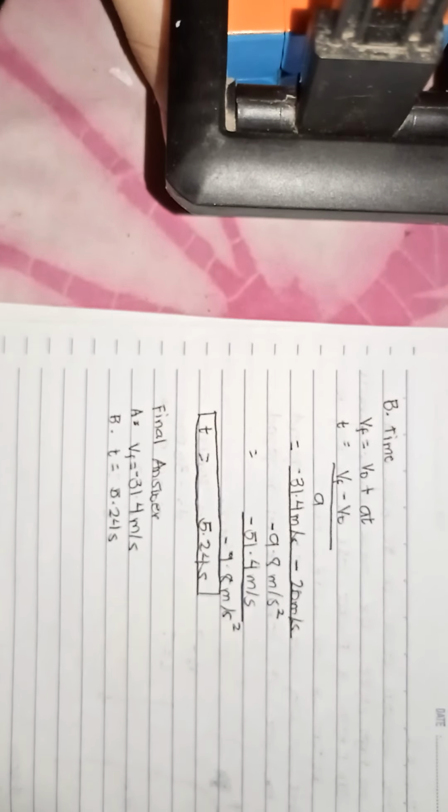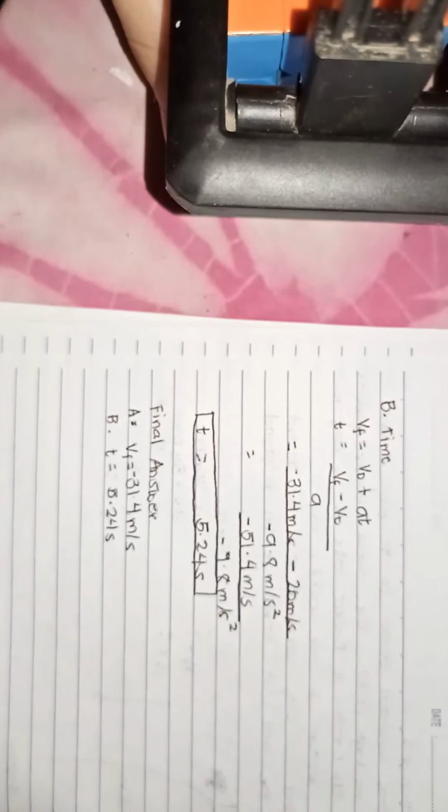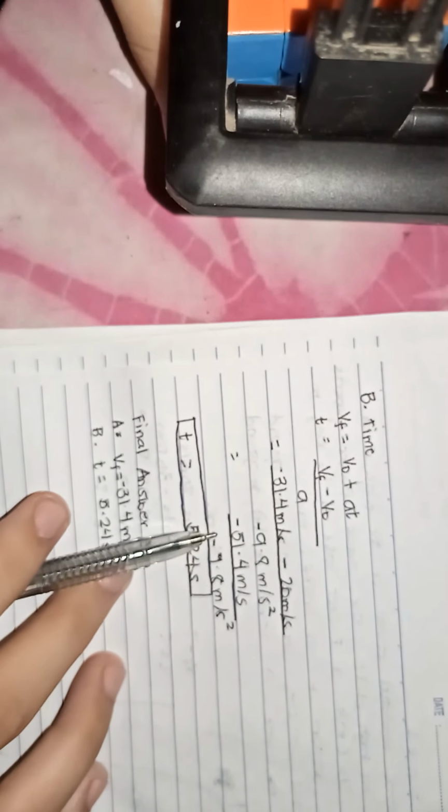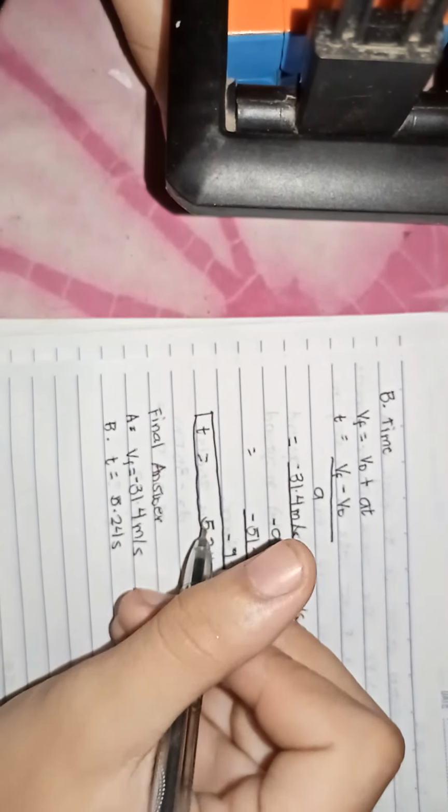For the time, the formula we used is final velocity is equal to initial velocity plus acceleration times time. The final velocity, initial velocity and acceleration are given, since we already got the final velocity, then we derived the formula again. Time is equal to final velocity minus initial velocity divided by acceleration. We will write the givens: negative 31.4 minus 20 meters per second divided by negative 9.8 meters per second squared. Then the answer will be negative 51.4 meters per second divided by negative 9.8 meters per second squared. Then the final answer will be 5.24 seconds, because when you divide two negatives, the answer becomes positive.